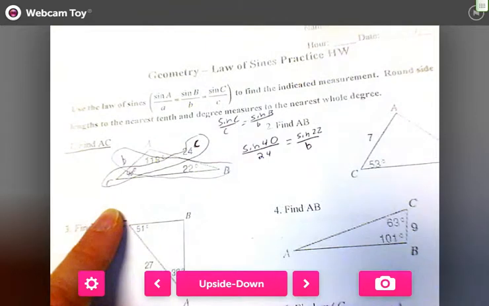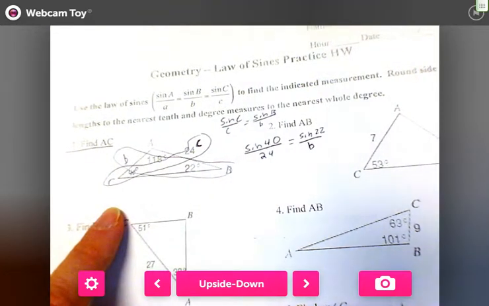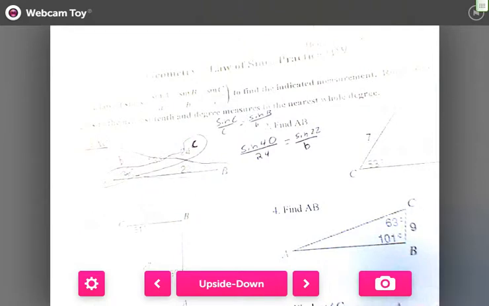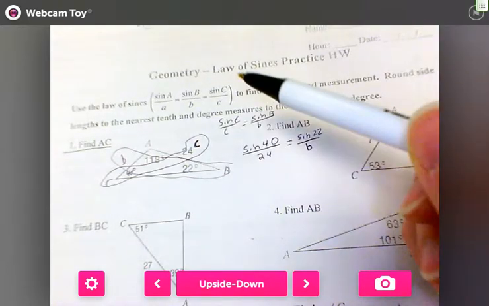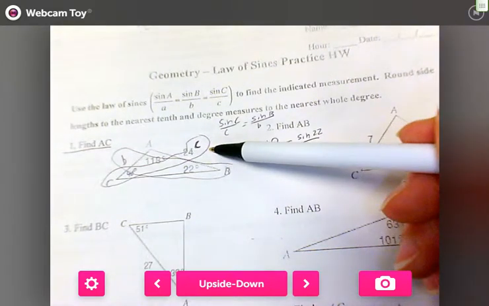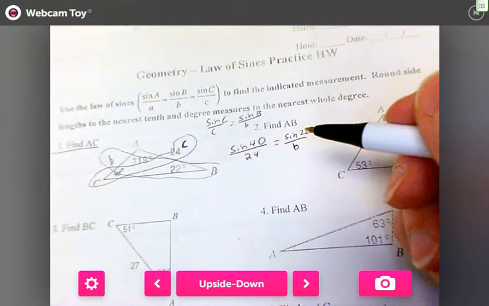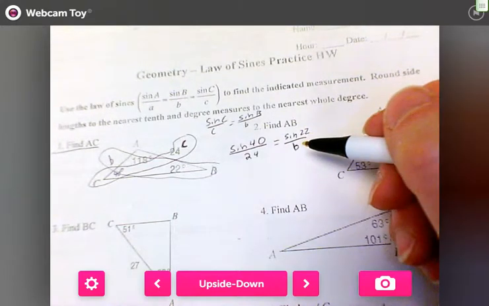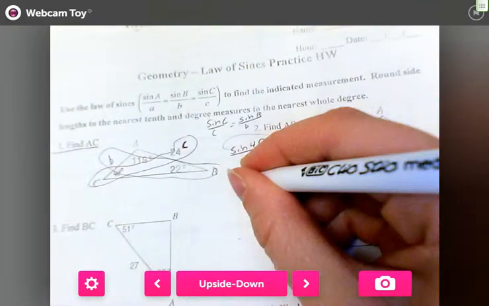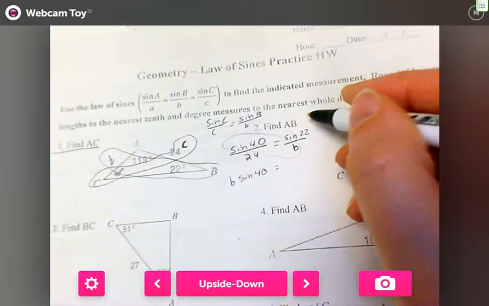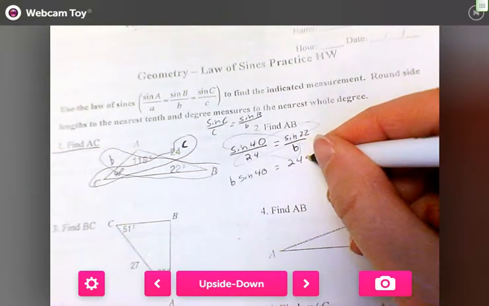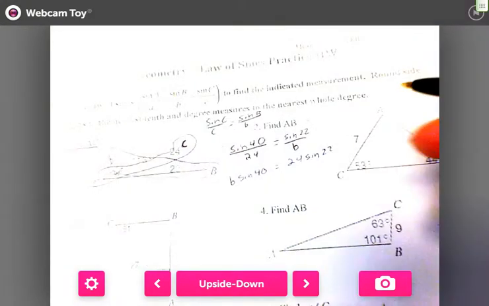Everybody get how I set that up? So I'm literally looking for two things. I know I'm missing a side, so I know I'm going to have to use the angle opposite it. And then I need another angle and side that are across from each other. So that's why I picked C and B, because C had a side. Now that I have these, I'm going to just cross multiply. I get b sine 40 equals 24 sine 22. Now I'm going to divide by sine 40.